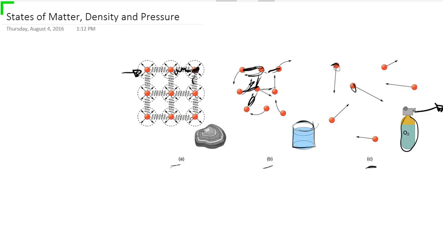However, the mass remains the same in all of these. The mass of the gas, even if it takes up a larger space, does not change. It still has the same amount of mass.